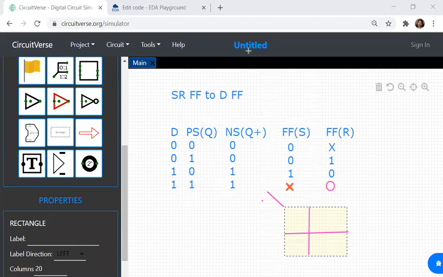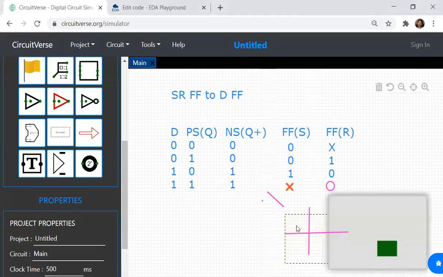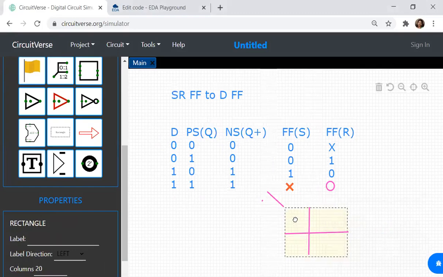now what will I have on the x-axis? Here I'll be having D. Here I'll be having D. And what will I be having over here? I'll be having Q. Now what are the inputs I have? Before that, let me complete.